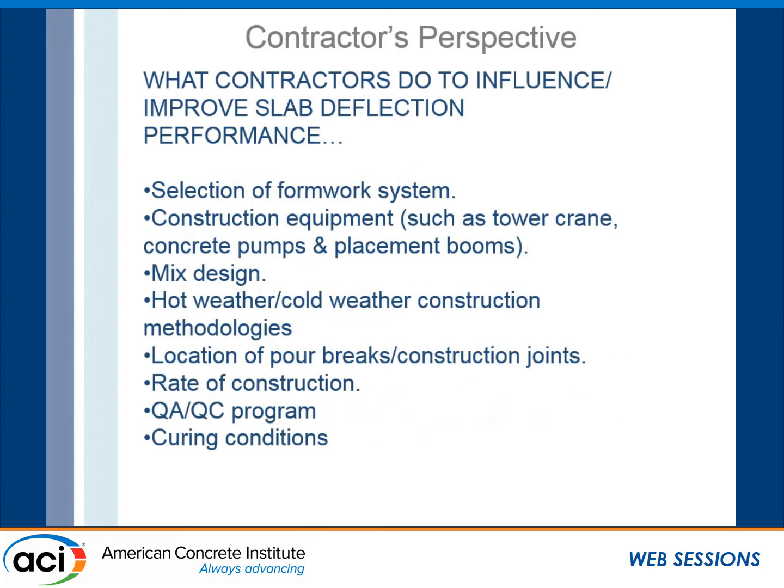What the contractor can do to influence or improve slab deflection performance and tolerance, of course, is the selection of the formwork system. Construction equipment, such as the tower crane, concrete pump, and placement booms, and where they are. For instance, with the tower crane, the example would be an inside climbing tower crane where we're no longer supported off of a foundation and we're relying on shoring and reshoring to support the tower crane weight. There's some massive forces, and the design of that reshoring is critical. Of course, then you have the mix design, hot weather, cold weather construction methodologies, in particular ensuring that curing agent, something as simple as having your curing agent applied, really plays into shrinkage.